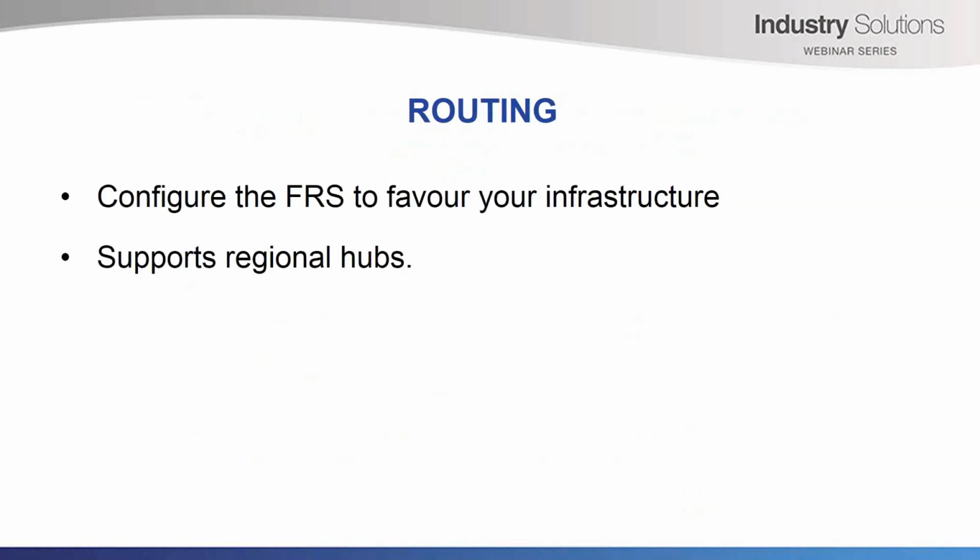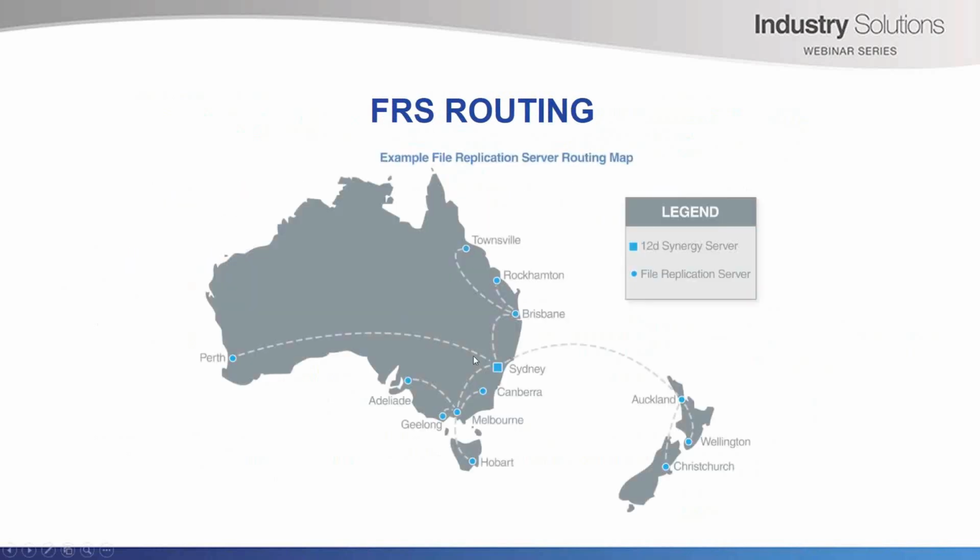You can also configure the FRS to favor your infrastructure using routing rules. So your IT teams will be familiar with your infrastructure and how various networks and offices perform, and they can control how the data flows through that network. It allows you to do things like support regional hubs, and this is probably best described with a bit of a map. So let's say we have our master server sitting in Sydney, and we have FRS nodes at Auckland, Christchurch, and Wellington.